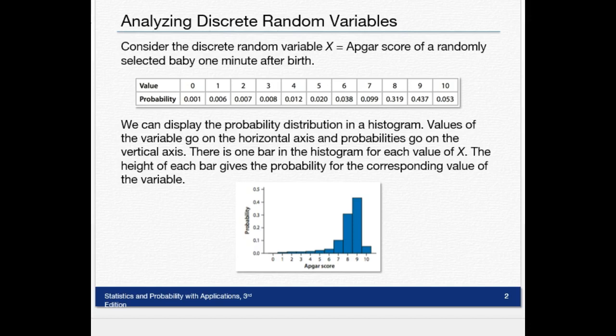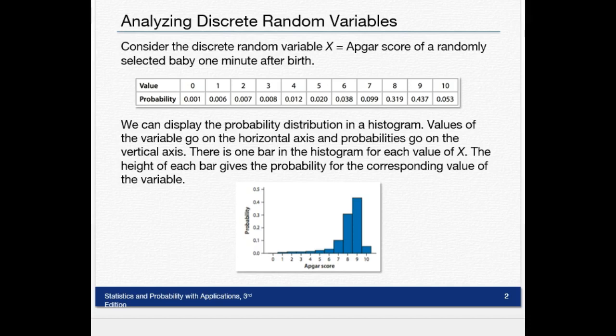X is equal to the APGAR score of a randomly selected baby 1 minute after birth, which you may or may not know, you took a test right after you were born. It's a test of your overall health right at birth. It's an APGAR test, and you can make anything from a 0 to a 10 on it. That's what this table is showing us: the possible scores, 0 to 10, and the probability of getting those scores. You can see them, all right?